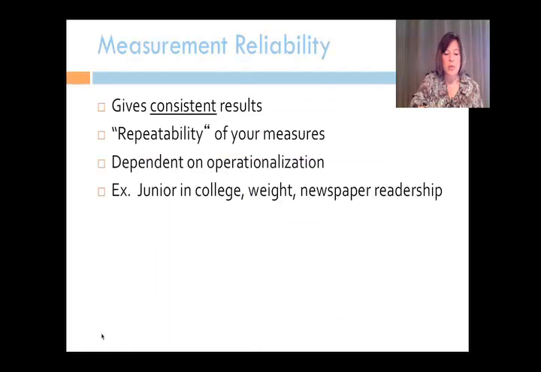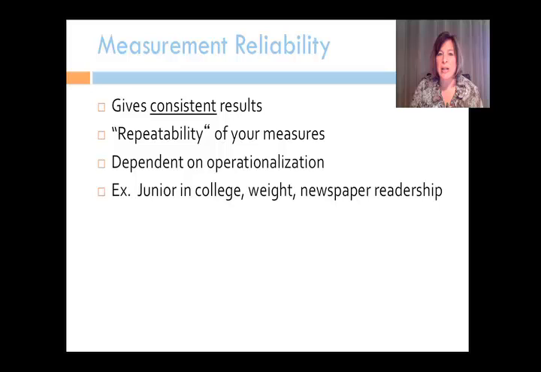What is reliability? We hear people talking about reliability. Essentially, a reliable measure is one that gives consistent results. So it gives the same results again and again and again, no matter where it's applied and when it's applied, and to the different samples that it is applied to. What it stands for is consistency or repeatability. You can use those words interchangeably, but that's what reliability is.